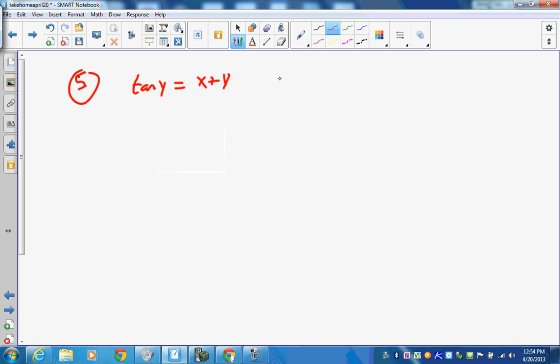Okay, let's try number 5. They give you this equation, and they tell you that x is between negative 2 pi and 2 pi. And in part A, they want you to find the derivative dy/dx. So let's take the derivative of both sides. We have secant squared y dy/dx equals 1 plus 1 dy/dx.